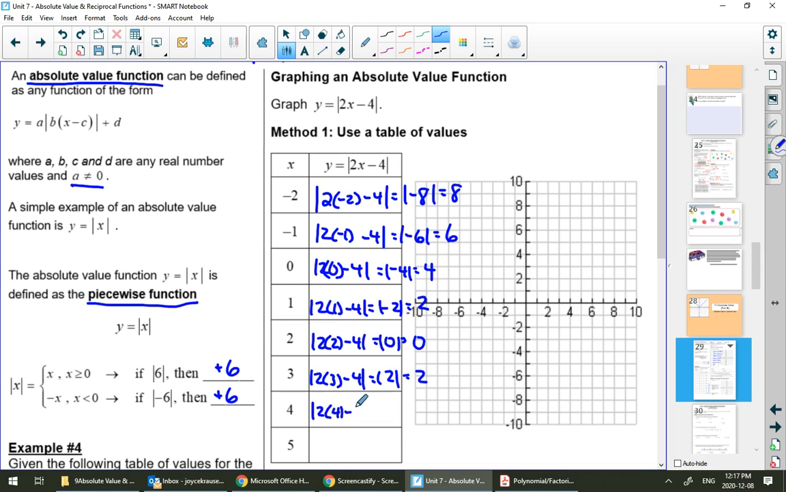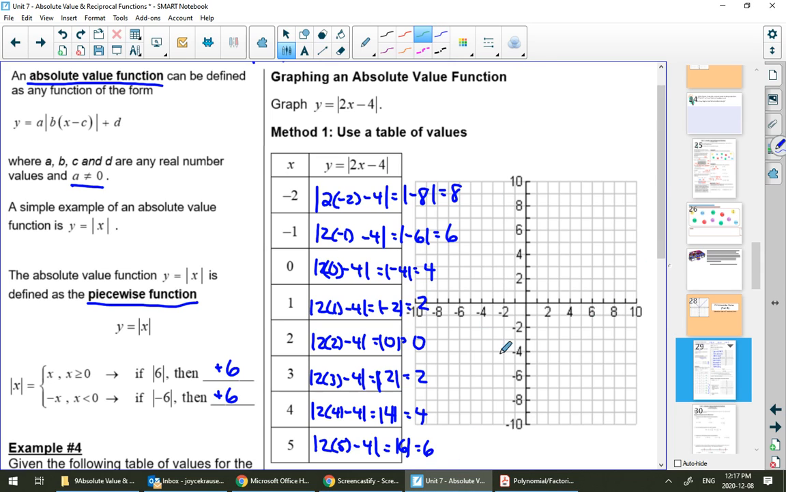For 2 times 4 minus 4 becomes 8 minus 4, which is 4, and the absolute value of 4 is 4. And the last one, we have 2 times 5 minus 4 becomes 10 minus 4, which is 6, and the absolute value of 6 is 6.